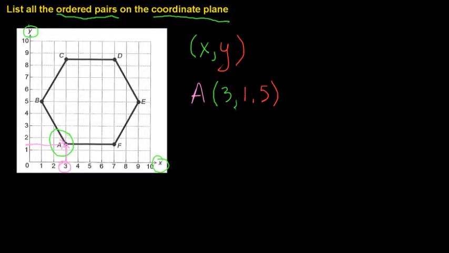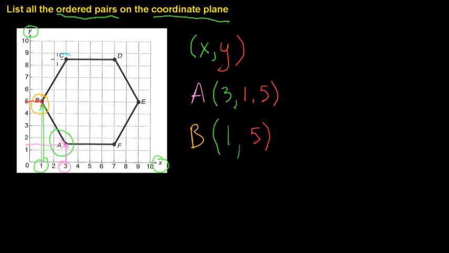Alright, let's quickly do B. B is situated right here. Now remember, with these, you always start with the x-coordinate. So the x-coordinate for B is 1, because this point sits on the x-axis at 1. And the y-coordinate for B is 5. That was an easy one. It was right there on the 5.